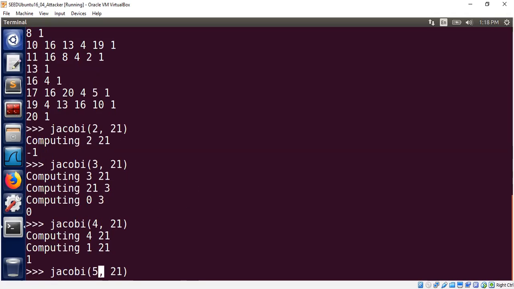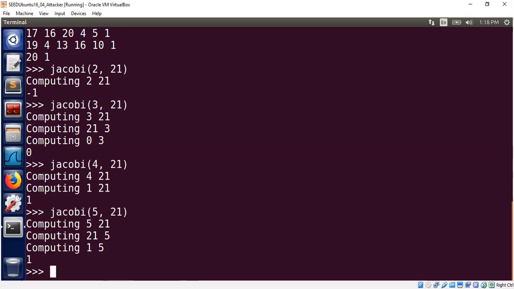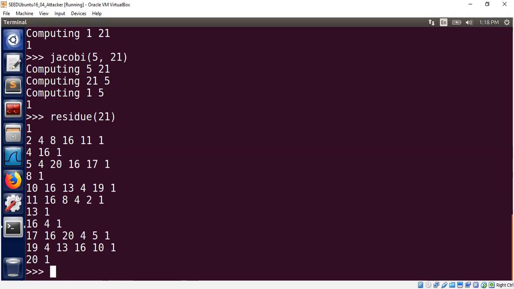All right, but let's try more. Let's try 5. 5 also gives 1, which is very interesting. Why is 5 having the Jacobi symbol of 1? Let's confirm. 5 doesn't occur as part of the second column, right? The second column has only 4, 16, 4, 1, 16, 1, 4. Remember, each element has 4 roots in z star 21, but 5 doesn't occur. But nevertheless, the Jacobi symbol is 1 for 5 for a particular reason. We can actually check the quadratic residue of the prime factors of 21, which are 3 and 7. And we can see that neither in 3 nor in 7 is 5 a quadratic residue.